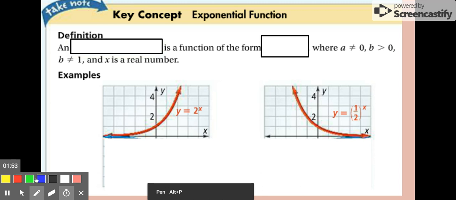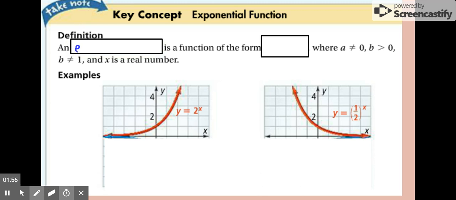Today we're going to talk about exponential functions. An exponential function is a function of the form y is equal to a times b to the x power, where a is the coefficient. So if you have x in the exponent spot, then you can think, oh, this is an exponential function, and x should be a real number.